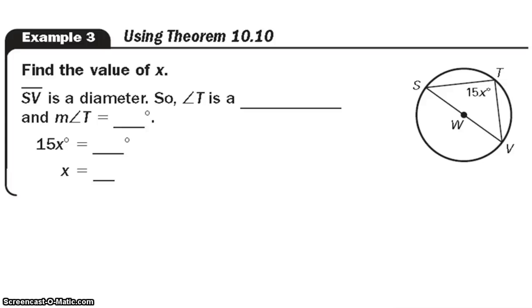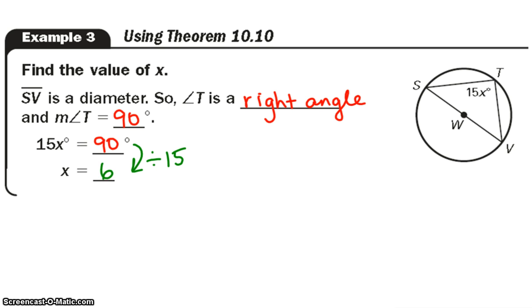It says find the value of x. Now notice there are no numbers here. However, we know SV is a diameter. So angle T must be a right angle. And that means that angle T is 90 degrees. So we can set 15x equal to 90. And then, in order to get x by itself, you would divide by 15, and then 90 divided by 15 is 6. So the value of x here is 6.